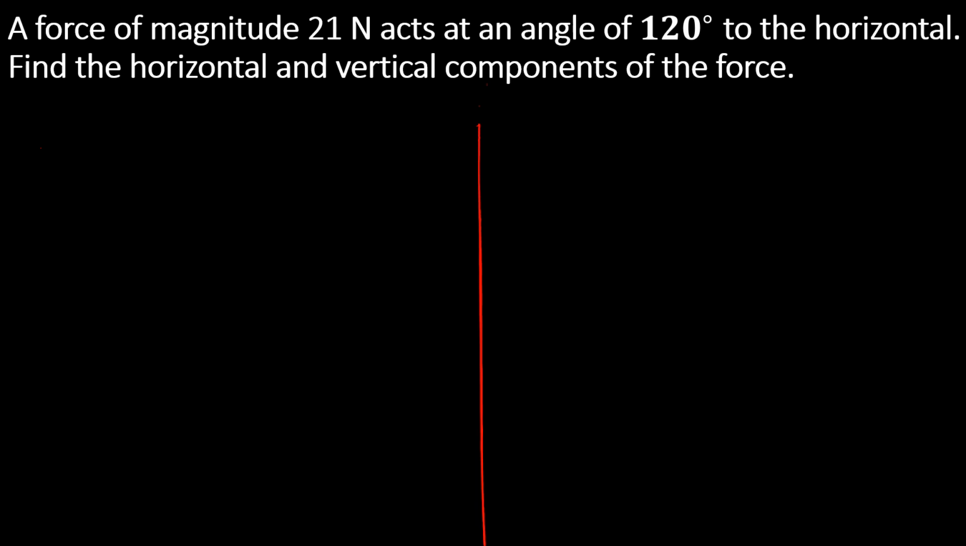A force of magnitude 21 Newton acts at an angle of 120 degrees to the horizontal. Find the horizontal and vertical component of the force. Okay, let's solve it.